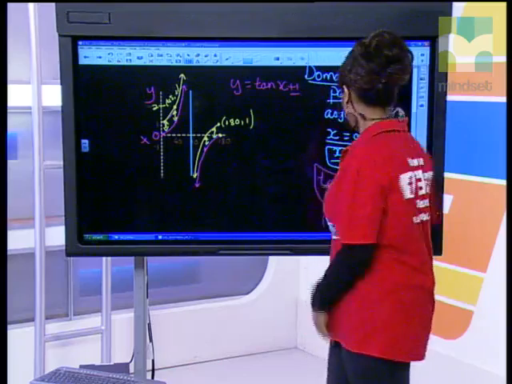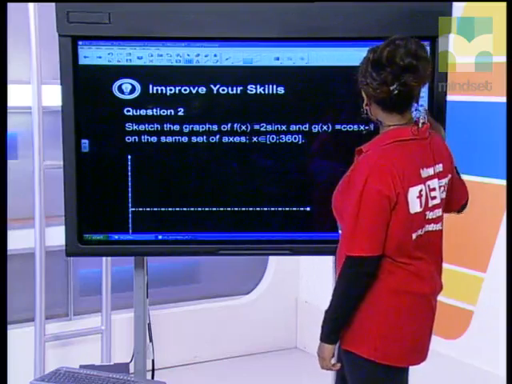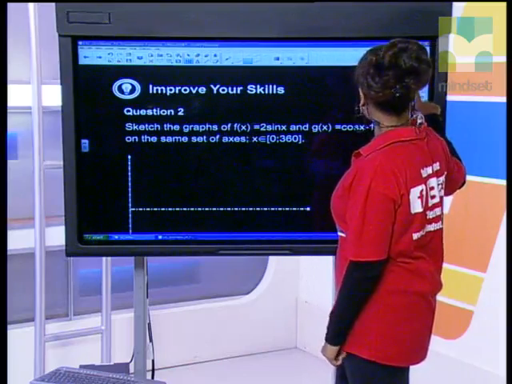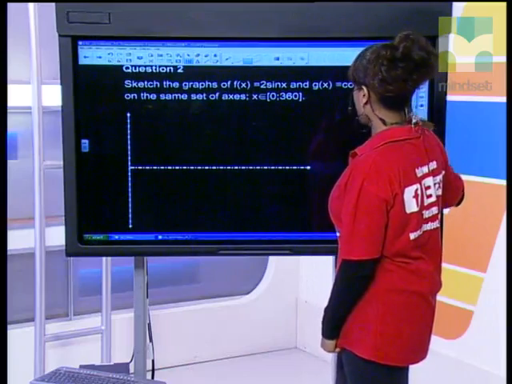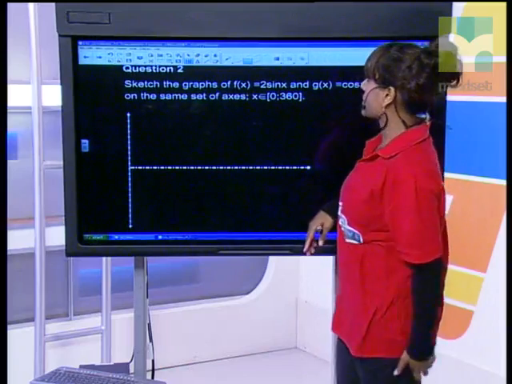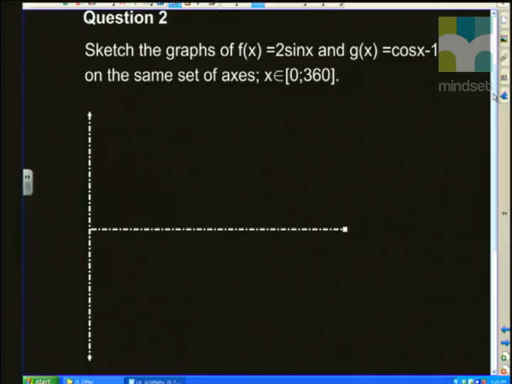All right. Okay. Let's move on. So this is question 2. Okay, this one's slightly longer. Here we are asked to sketch the graphs of f of x is equal to 2 sine x and g of x is equal to cos x minus 1. They're on the same system of axes, so we need to be a little bit careful here. x is an element from 0 to 360, so that is our domain, not the period.